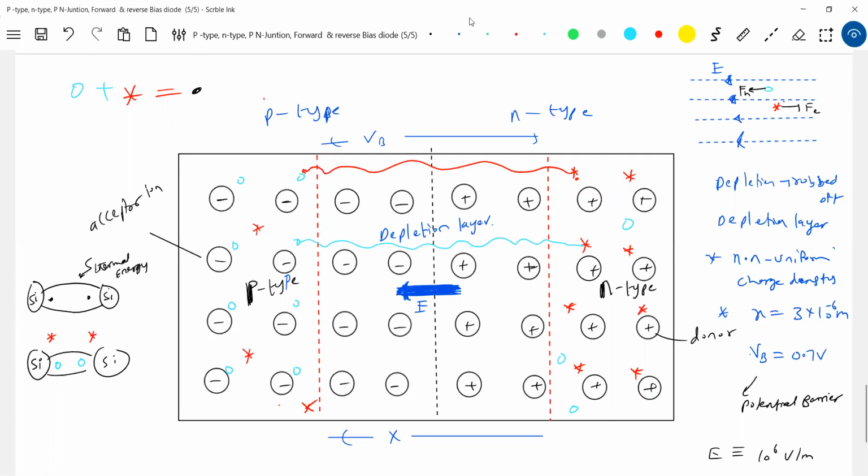Due to thermal agitation. So here I'll write: covalent bond breaks up in P type, N type, and in the depletion layer. Making and breaking up: covalent bonds break up, and making will also occur. Later on I'll write that. For the time being, okay.